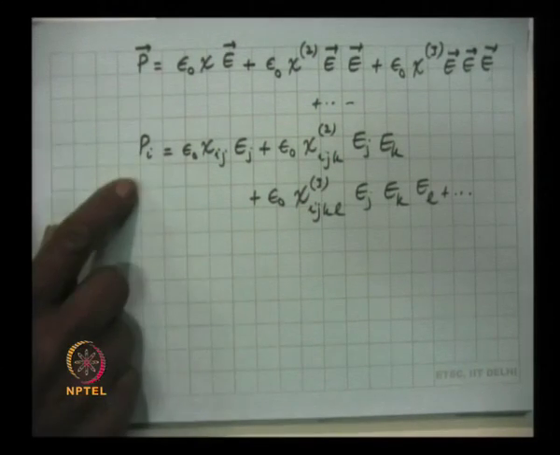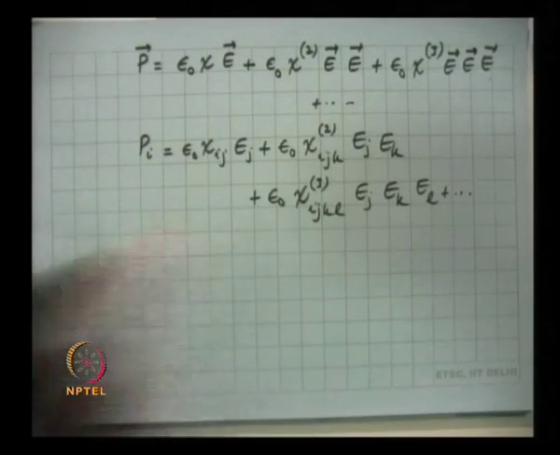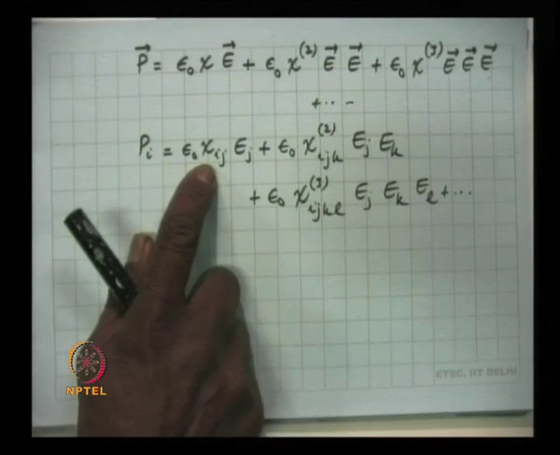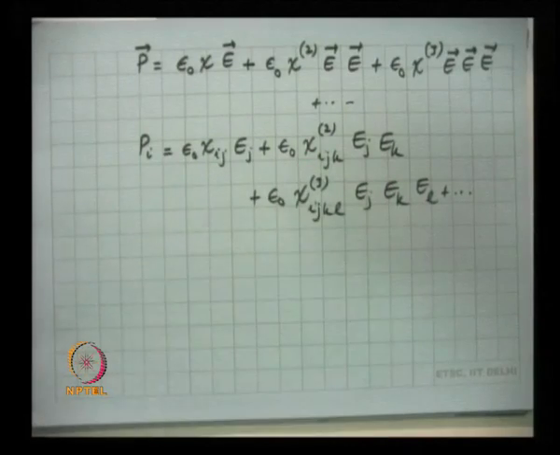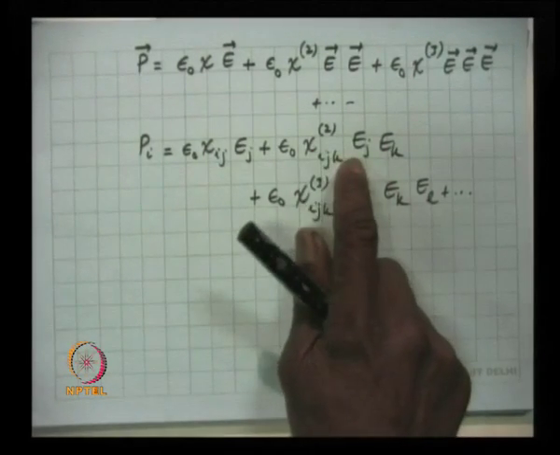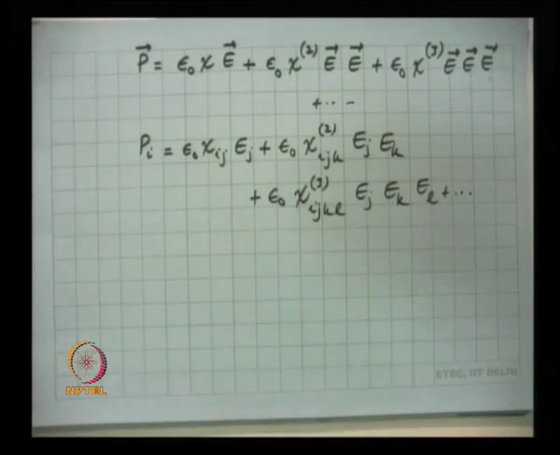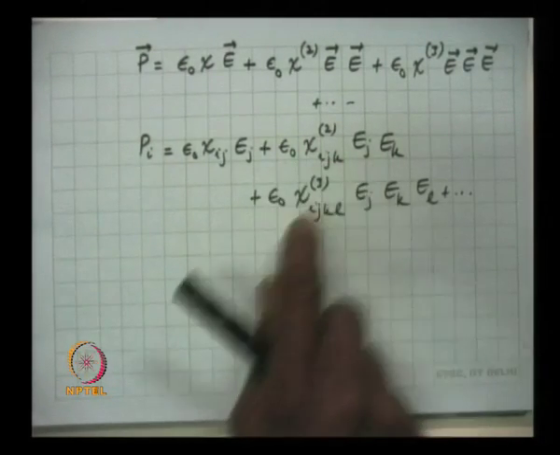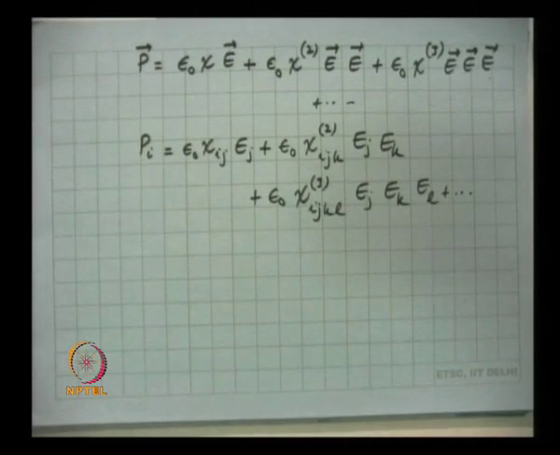The ith component of polarization is proportional to the jth component of electric field through a tensor chi I j, the linear susceptibility tensor, and these are the nonlinear susceptibility tensors. The 2 here means it is the E square term, 3 here is the E cube term. So, this is responsible for second order nonlinearities, this is responsible for third order nonlinearities.